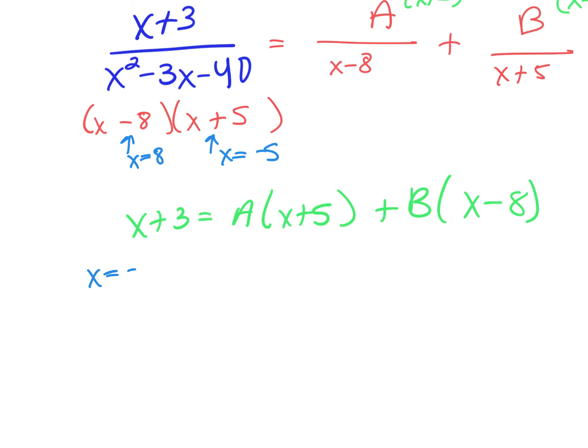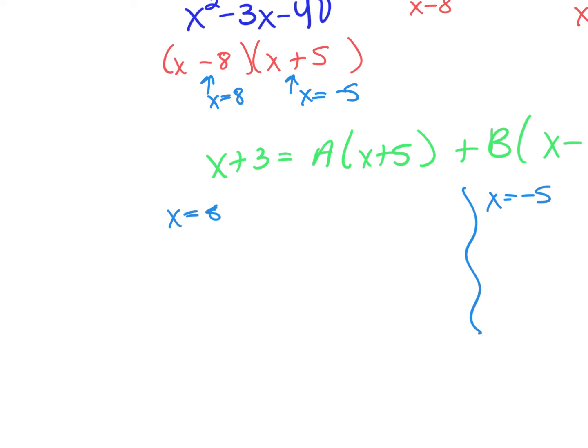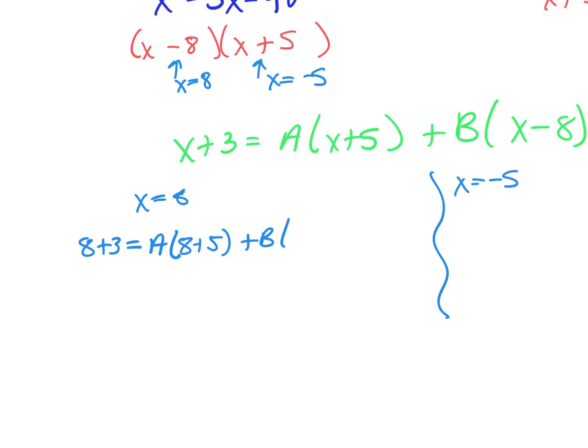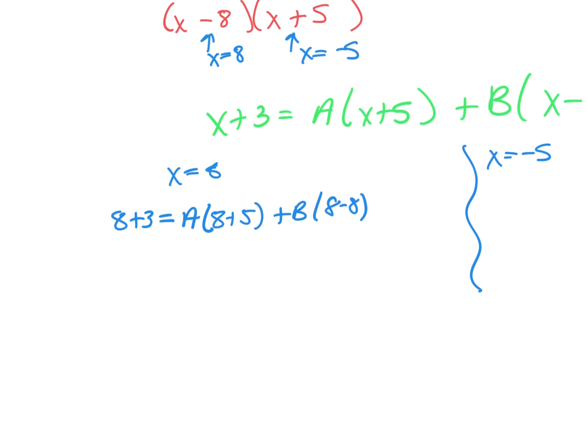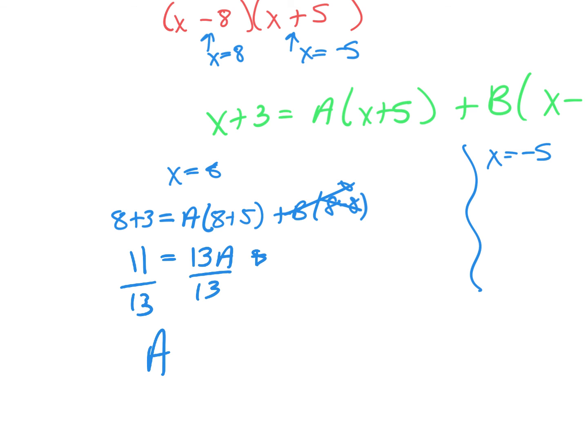So right here with x equals 8, and here with x equals negative 5. So I have 8 plus 3 equals a times 8 plus 5 plus b times 8 minus 8. So 8 plus 3 is 11 equals a times 8 plus 5, which is 13. So I have 13a plus 8 minus 8 is 0 times b, crosses out. Divide both sides by 13, and I get a equals 11 over 13.